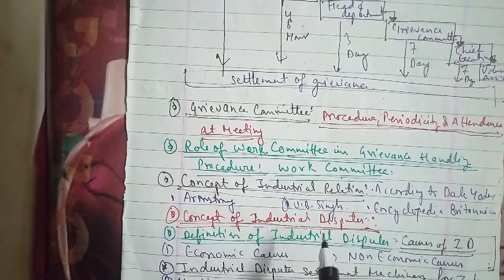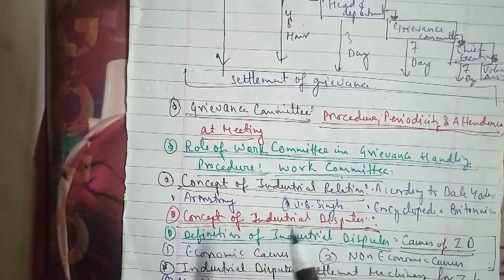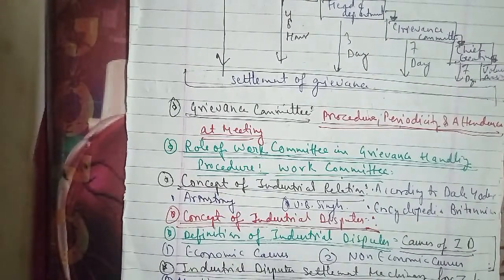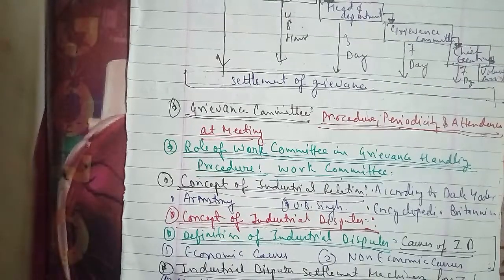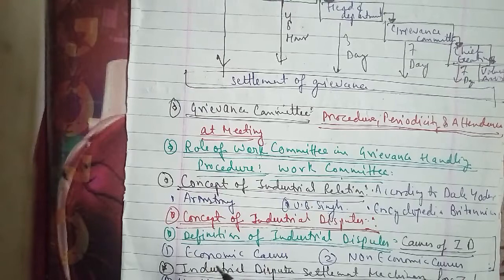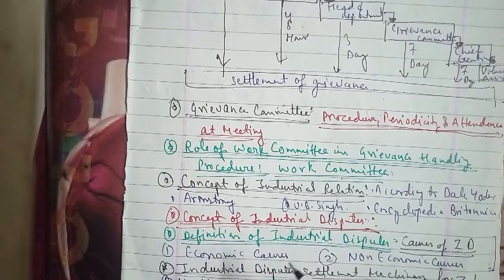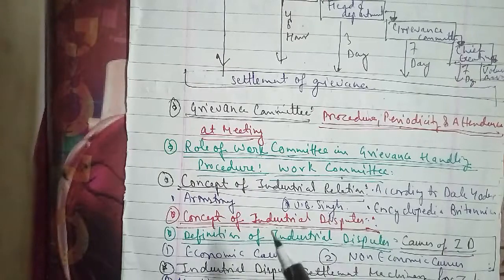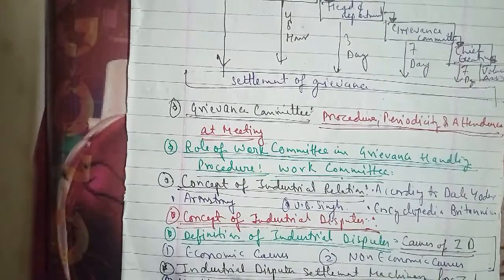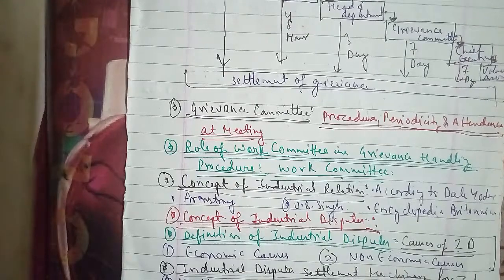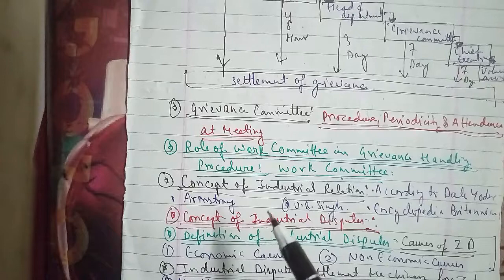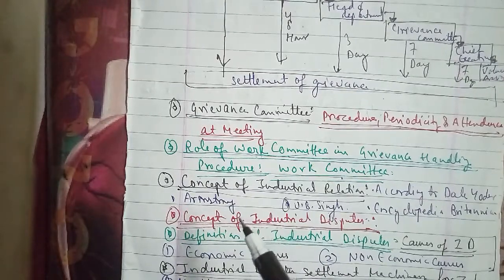Here the first we have is the machinery for prevention of industrial disputes. After independence, the government of India passed the Industrial Disputes Act 1947, under which the machinery for the prevention and settlement of disputes has been outlined, and the provisions are as follows.